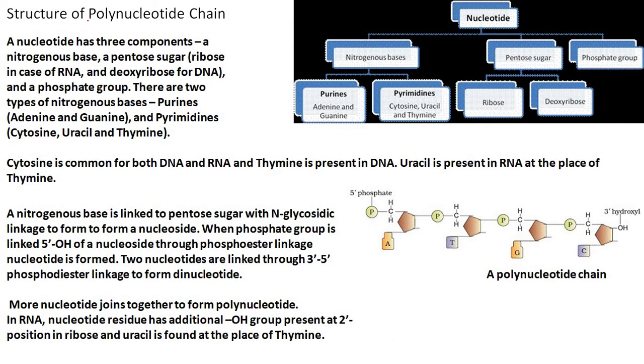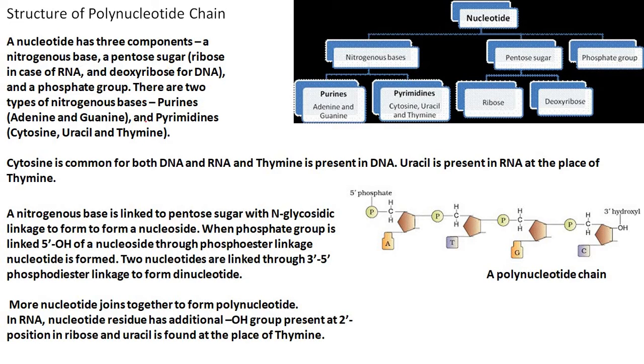So let's talk about the structure of the polynucleotide chain. As you can see in this chart, the nucleotide is composed of nitrogenous bases, pentose sugar, and phosphate group. Nitrogenous bases are further divided into purines, that is adenine and guanine, and pyrimidines, cytosine, uracil, and thymine. The pentose sugar is of two types, ribose and deoxyribose. The nucleotide has three components: a nitrogenous base, a pentose sugar, and a phosphate group.